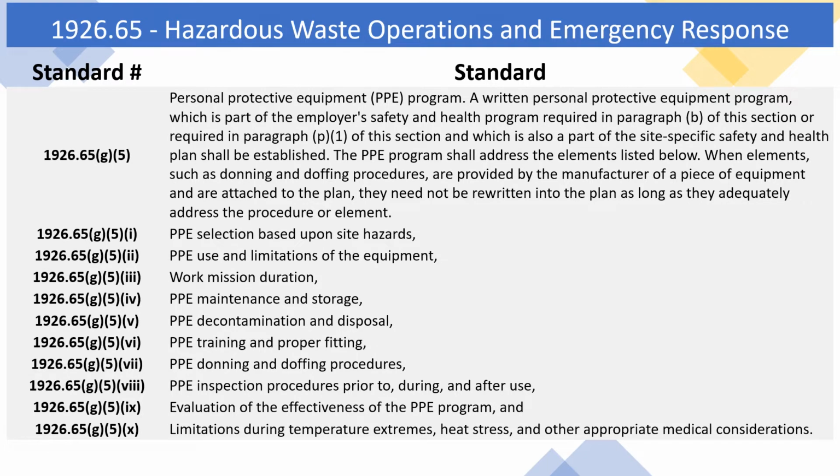1926.65 G5. Personal Protective Equipment (PPE) Program. A written personal protective equipment program, which is part of the employer's safety and health program required in paragraph B of this section or required in paragraph P1 of this section and which is also a part of the site-specific safety and health plan shall be established.